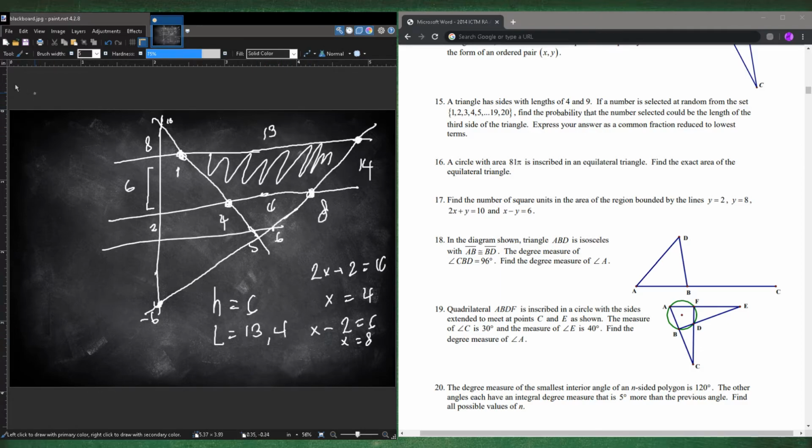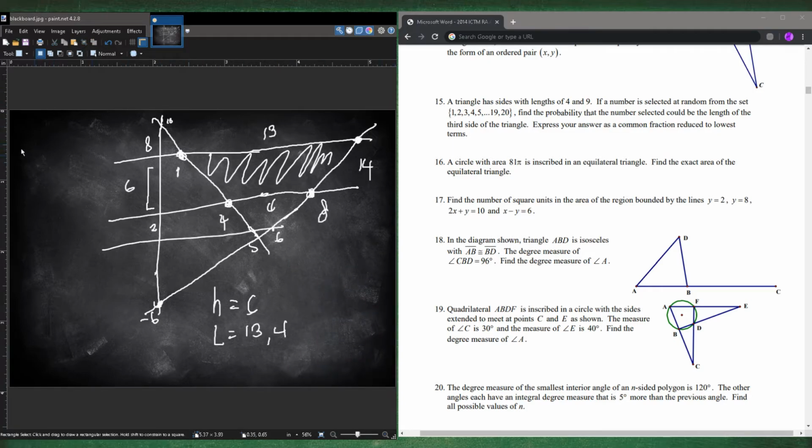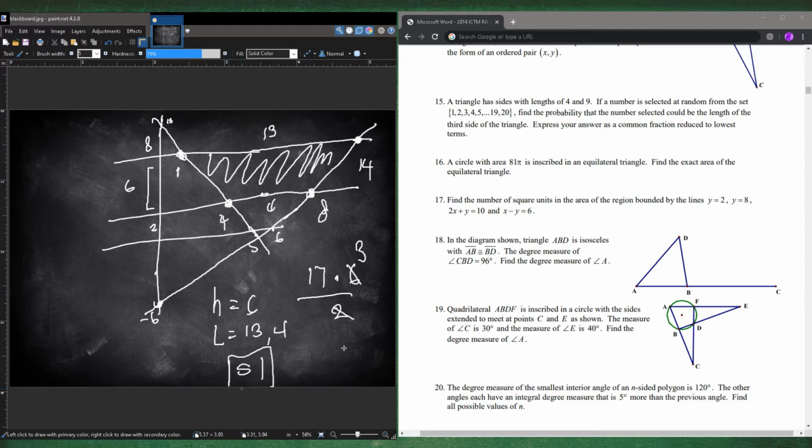Okay, so now we basically have everything. Now to find the area, the area of a trapezoid is the two bases added together, so that's 17, multiplied by the height divided by 2. So multiplied by 6 divided by 2. So this makes a 3, so that's equal to 51. So the area for number 17 is 51.